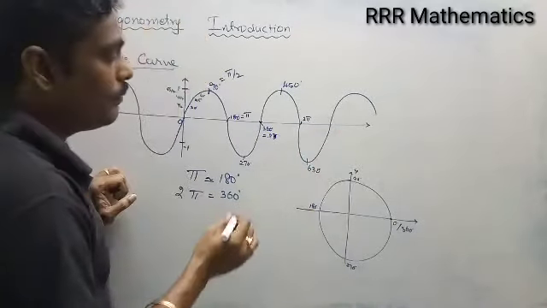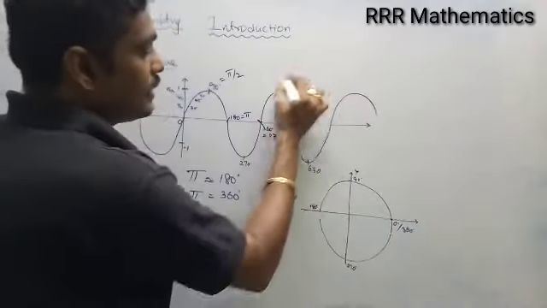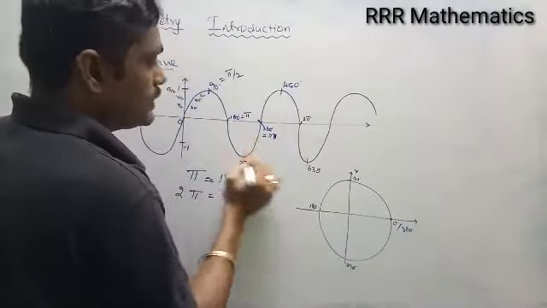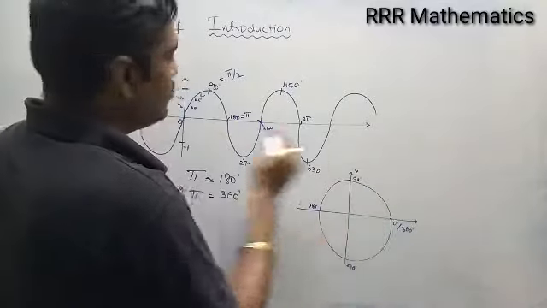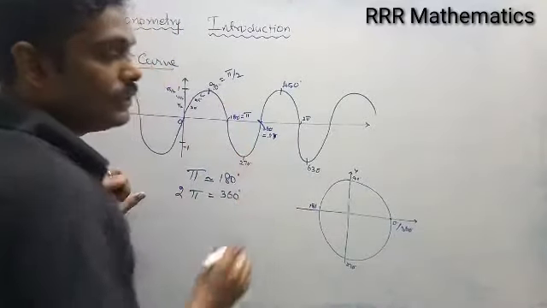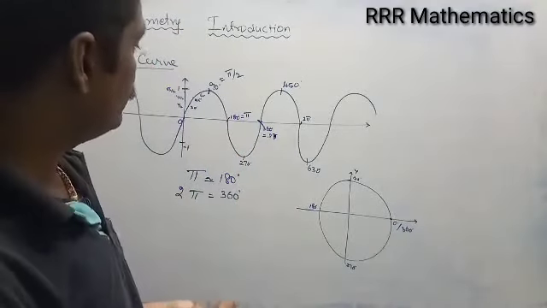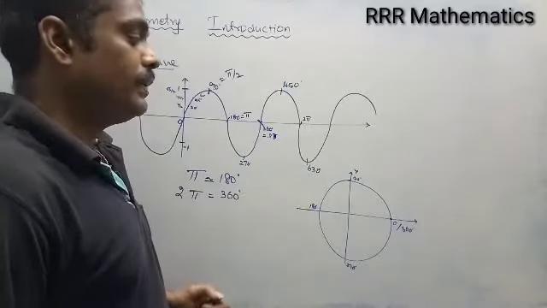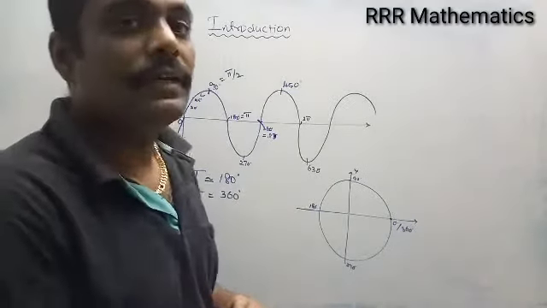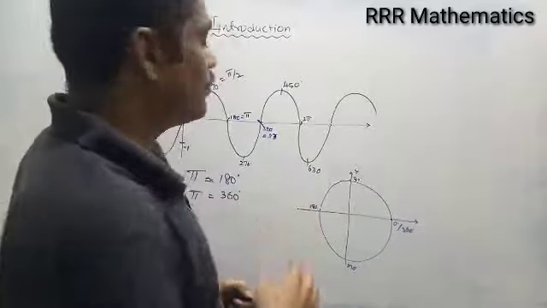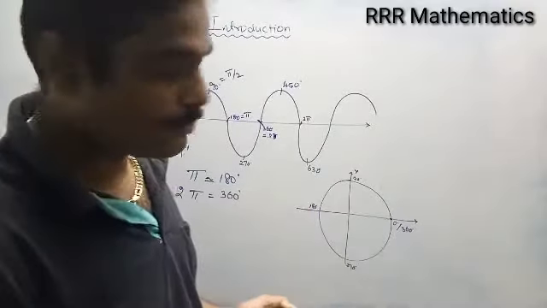It will go on. But after 360 degrees, the values you are getting appear here itself. Every 360 degrees, the values will lie here itself. So when we want to find out the value after 360 degrees, we will convert it to between 0 to 360. That is what I am going to explain now.